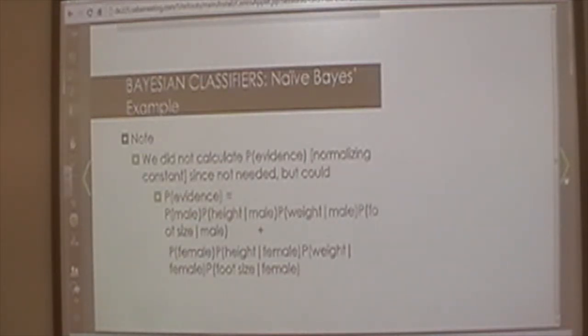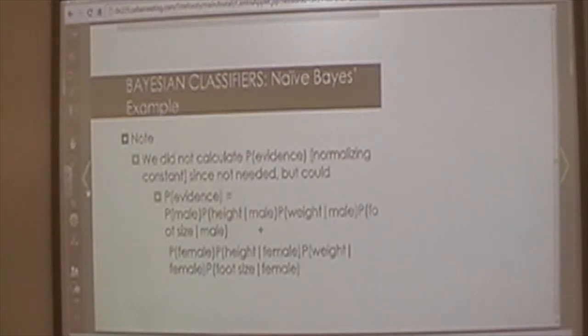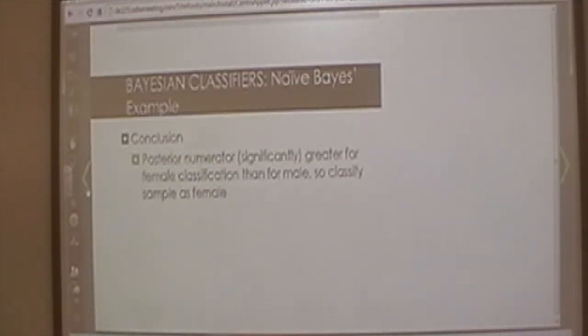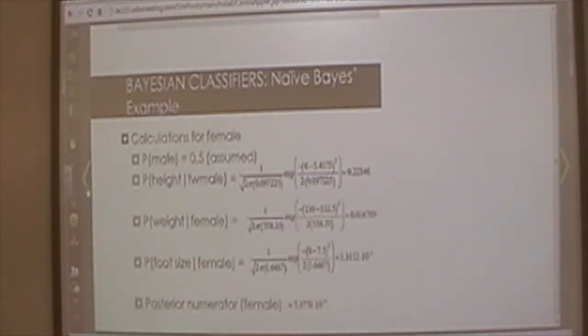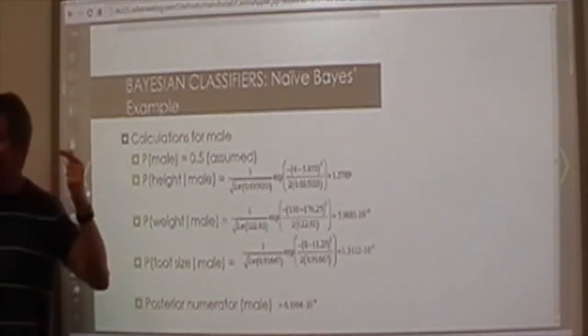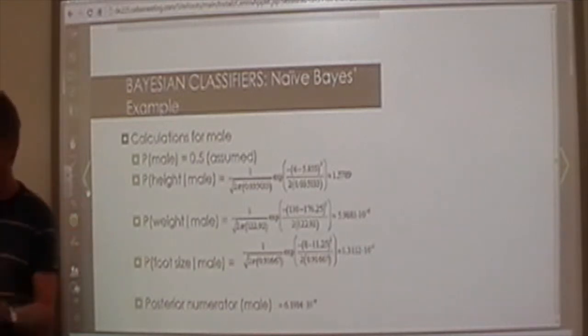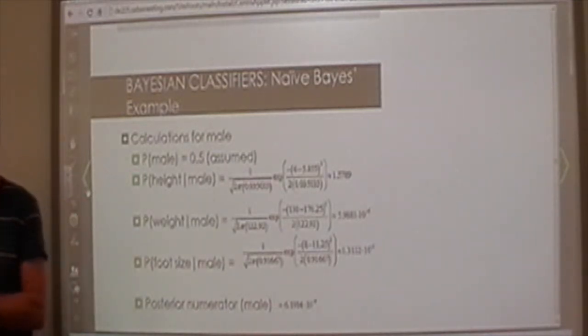So I'm going to go to the next slide here. Did I skip? I must have skipped 5 or 6 slides here. So here are the calculations. So the probability of male, we assume it's an equal split in the population in general, 50% female, 50% male.